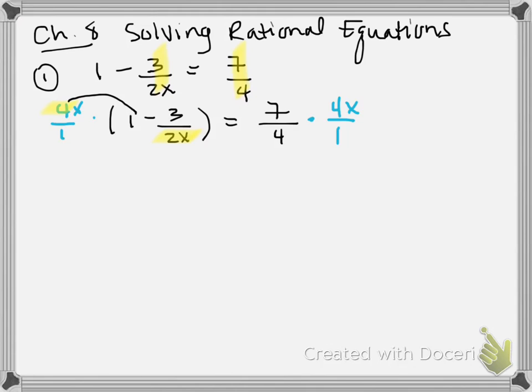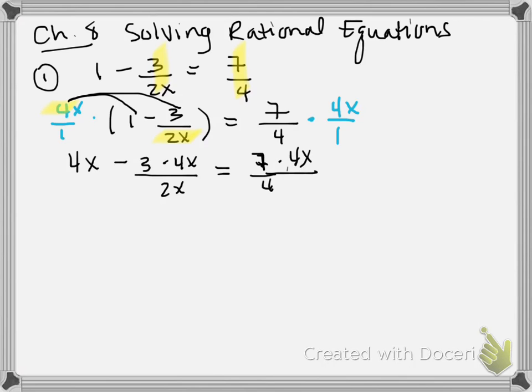I'm going to multiply 4x by both terms on the left side. I'm going to get (4x minus 3) times 4x all over 2x equals 7 over 4 times 4x. Okay, and let's see if this canceling works out the way I thought. So my x's here will cancel. 2 goes into 4 twice, and then these 4's will cancel. So what I'm left with is (4x minus 3) times 2, which is 6, equals 7x.